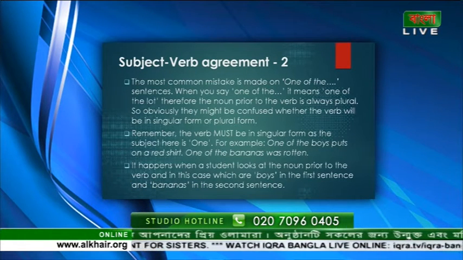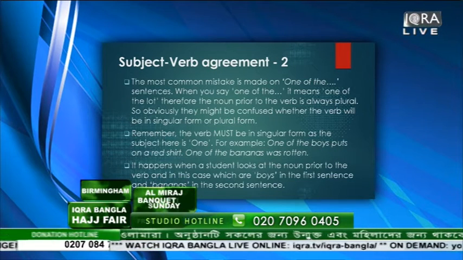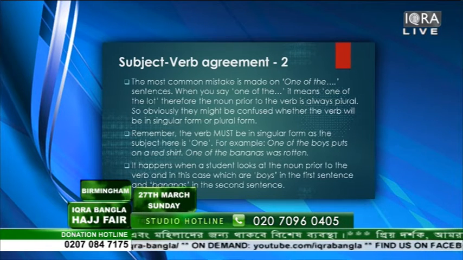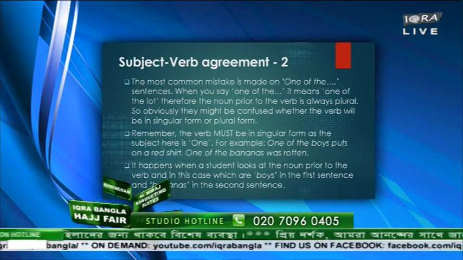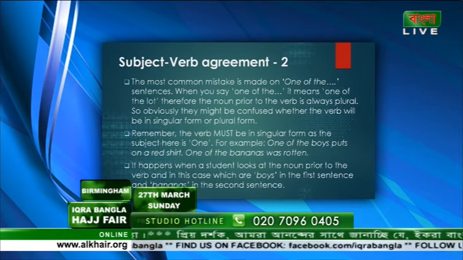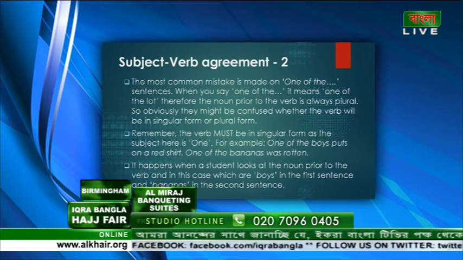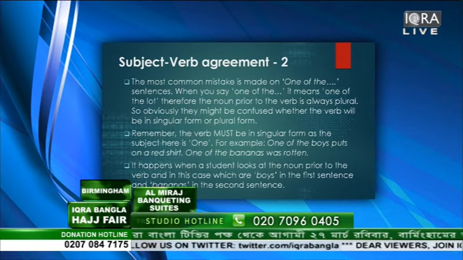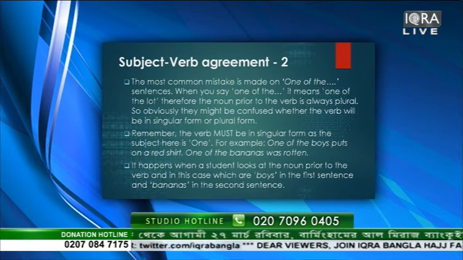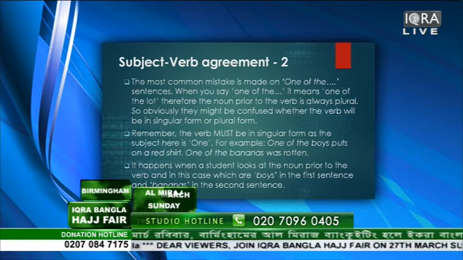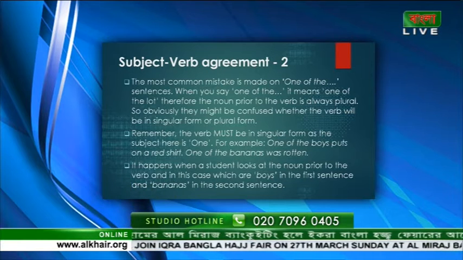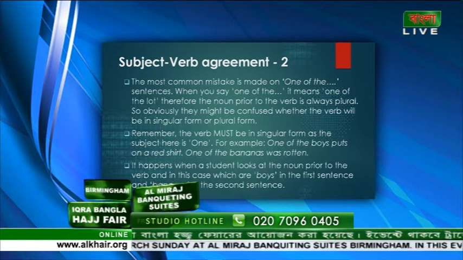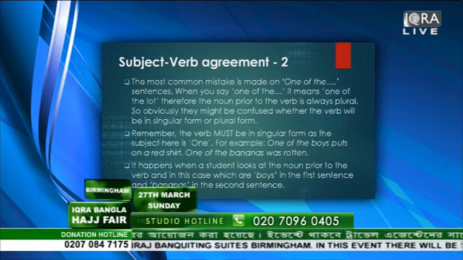When you say one of them, it means one of the lot. So you have to think of one of the as meaning one of the lot. When a plural noun is coming, you are confused. You are saying one of the children are. It's not one of the children are, it is one of the children is playing truant at the school. You cannot say one of the children are. They might be confused whether the verb will be in singular or plural form. So remember, the verb must be in singular form as the subject here is one.